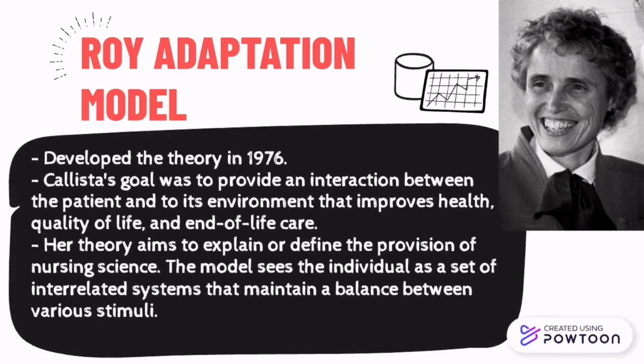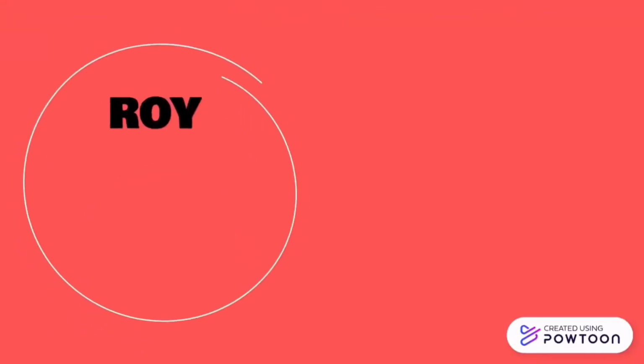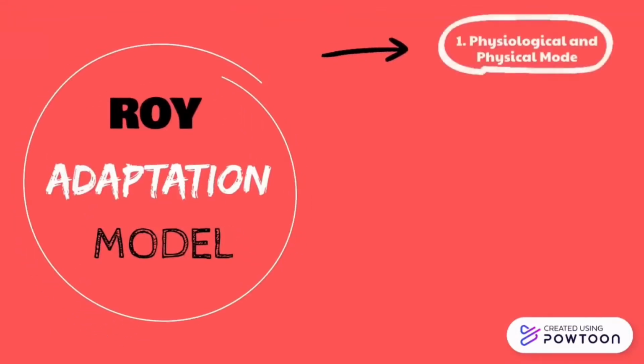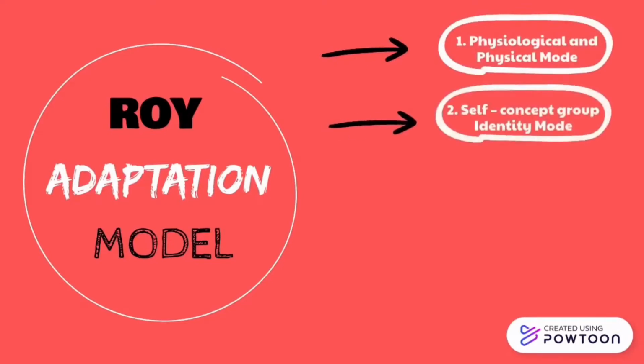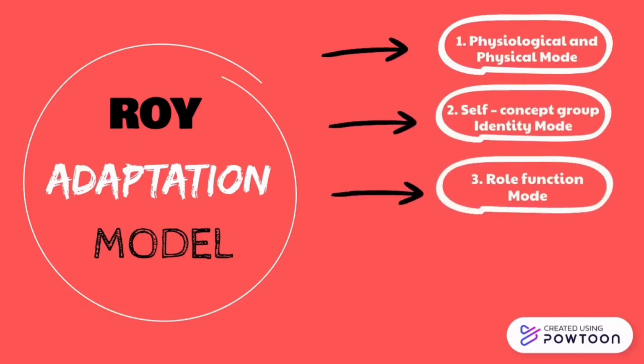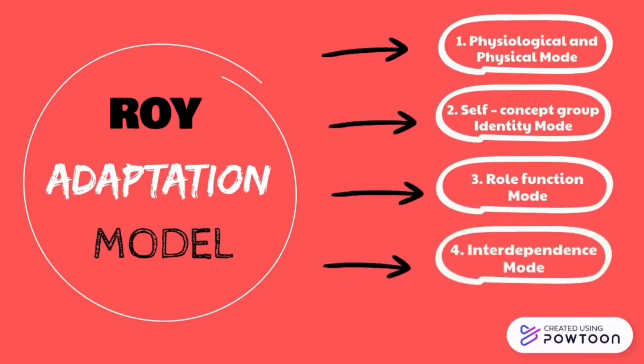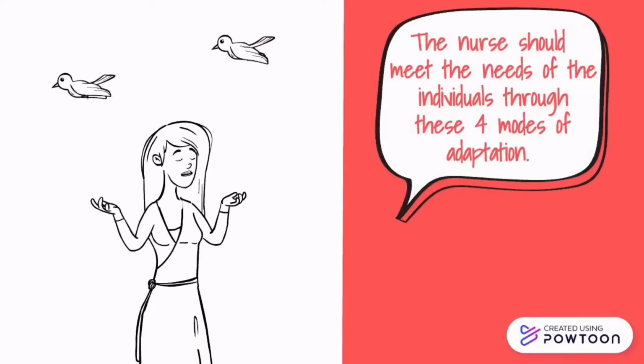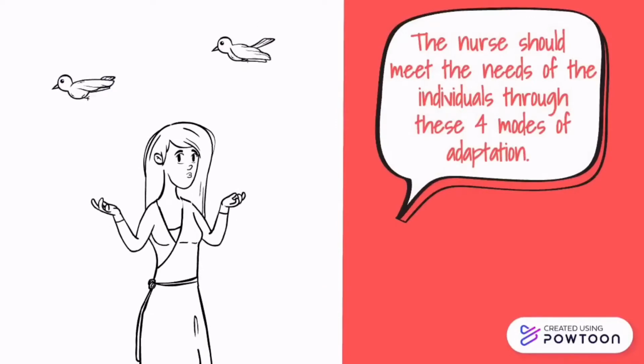Callista's goal was to provide an interaction between the patient and their environment that improves health, quality of life, and end-of-life care. Her theory aims to explain or define the provision of nursing science. The model sees the individual as a set of interrelated systems that maintain a balance between various stimuli. The Roy Adaptation Model is composed of four modes: the physiological and physical mode, the self-concept group identity mode, the role-function mode, and the interdependence mode. The nurse should meet the needs of individuals through these four modes of adaptation.